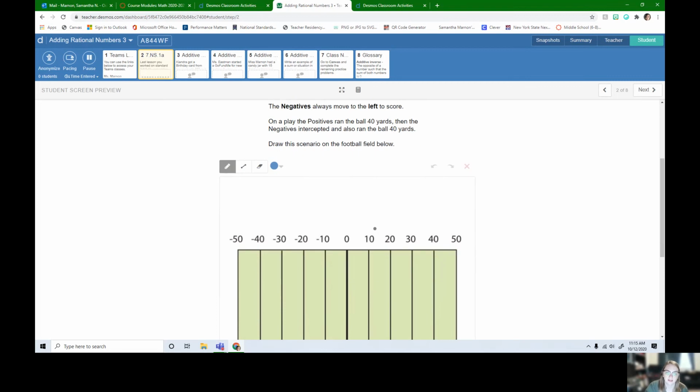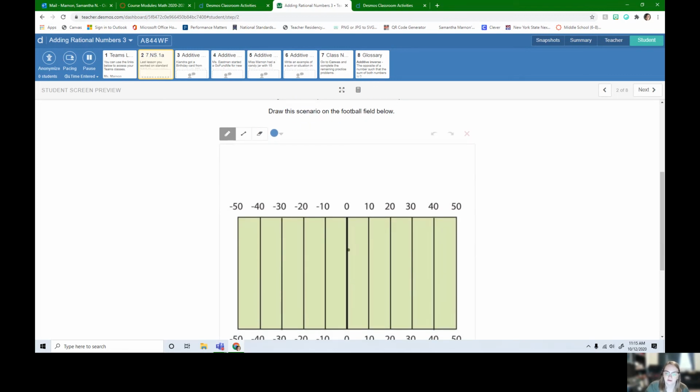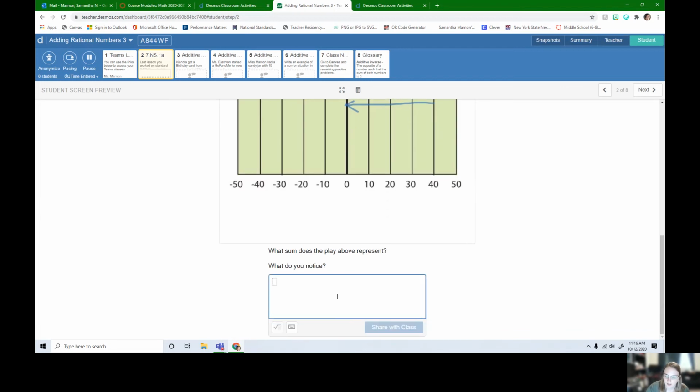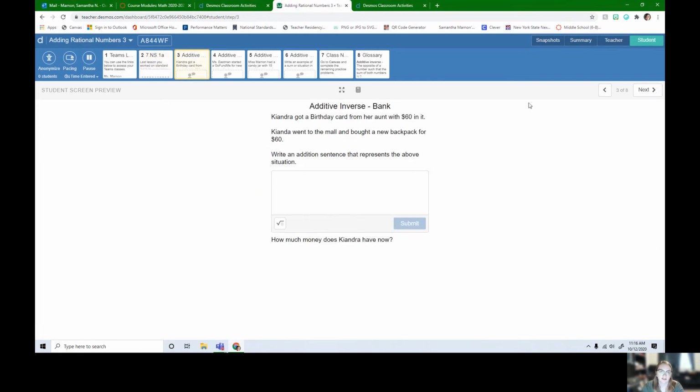So it wants us to draw this on the football field. We're going to start at 0. The positives went 40 yards, which means they went 40 yards to the right. From this point, the negatives intercepted and ran 40 yards. The negatives move left, so we can count 10, 20, 30, 40. What sum does the play above represent? What do you notice? We had 40 for the positives, and then we had 40 for the negatives. When you added it together, we equaled 0. We noticed that opposites add to 0. We can go to the next slide.